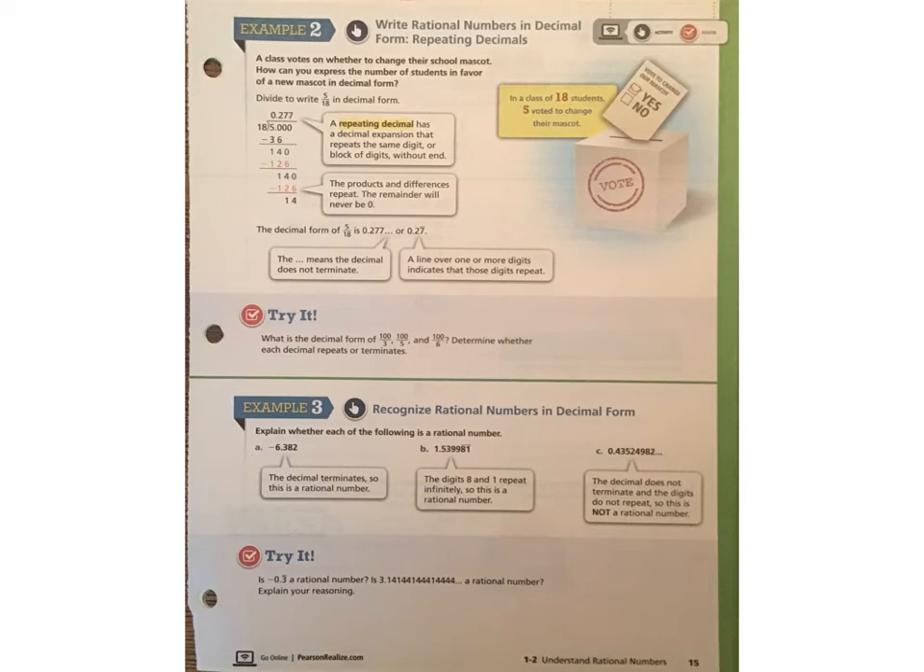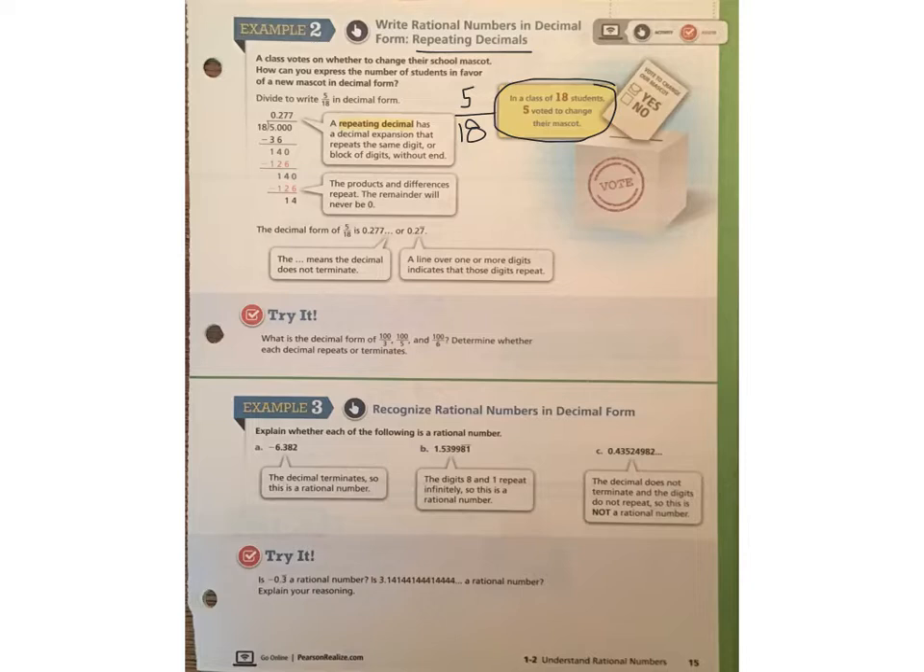Example 2. Write rational numbers in decimal form, but this time we're going to talk about repeating decimals. A class votes on whether to change their school mascot. How can you express the number of students in favor of a new mascot in decimal form? So again, we need to go over here to the picture. And we see that in a class of 18 students, 5 voted to change their mascot, which means the fraction is 5 votes to change out of 18 votes altogether.